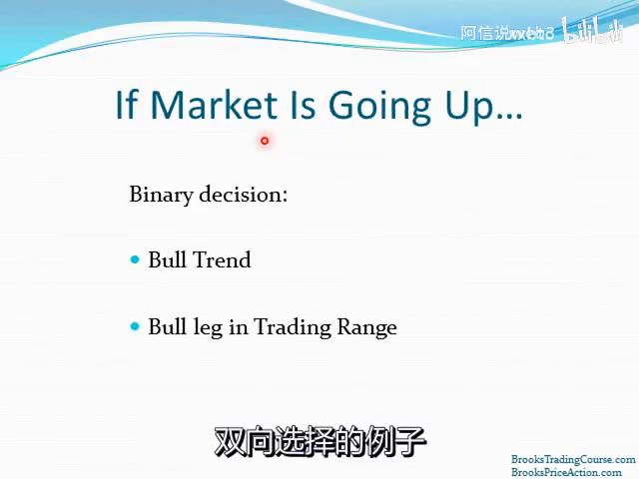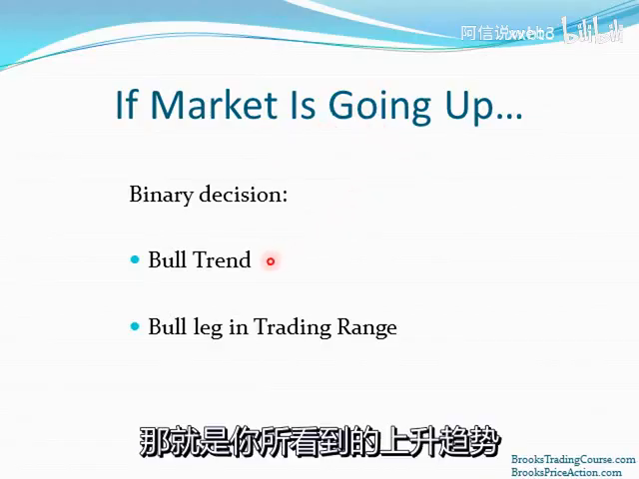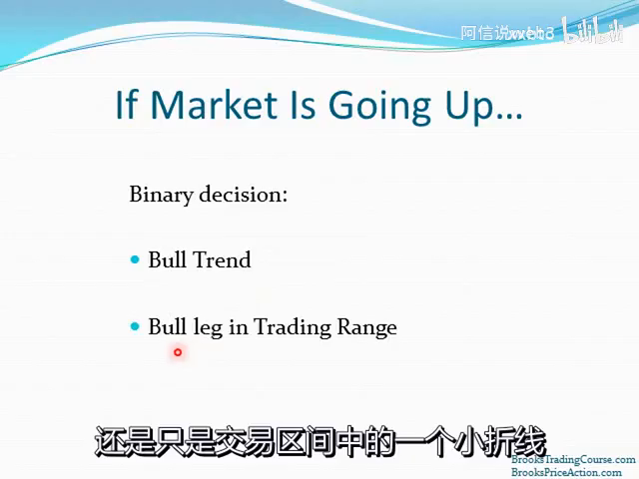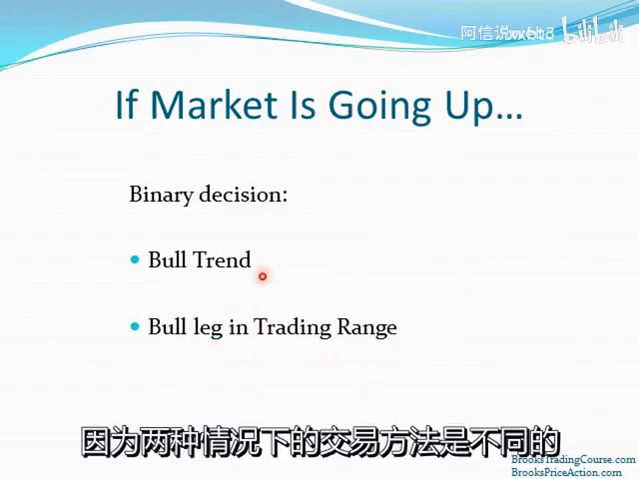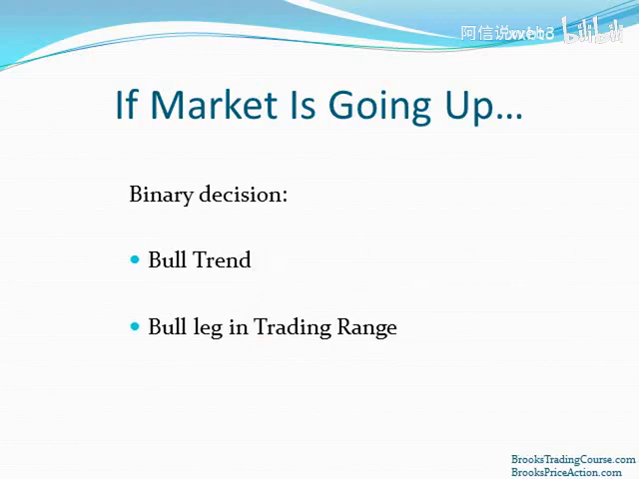An example of a binary decision in a bull market is whether the bull trend is a trend within an actual bull trend, or is the rally simply a leg within a trading range. And that's important to distinguish because you trade those two rallies differently.